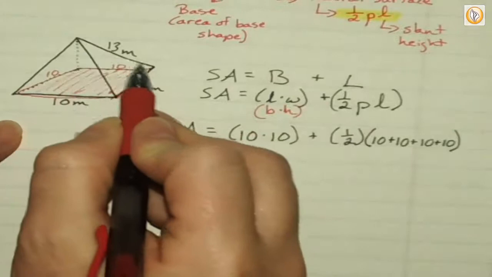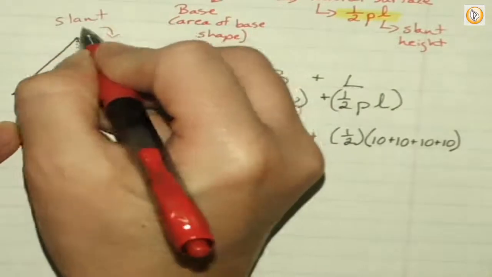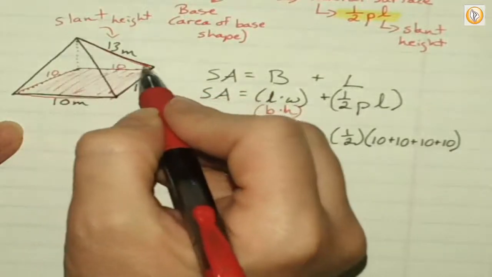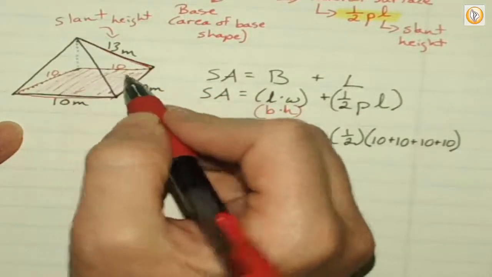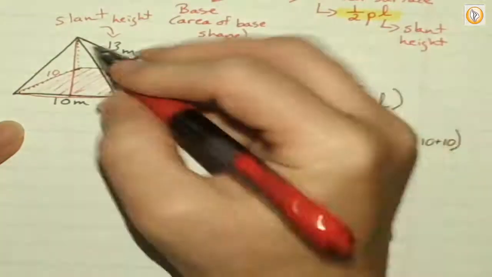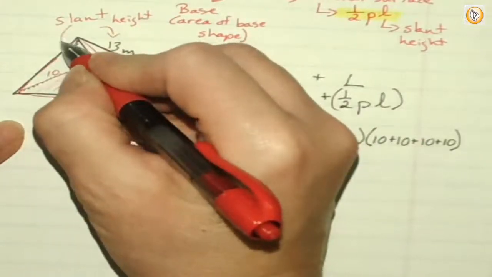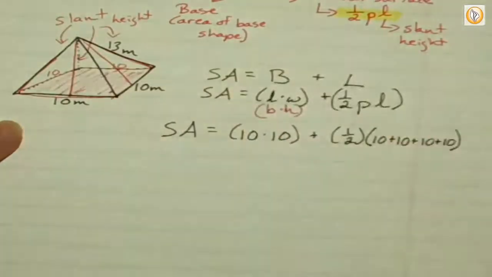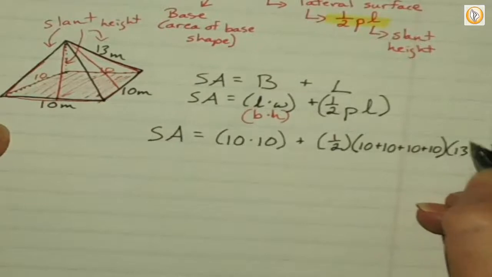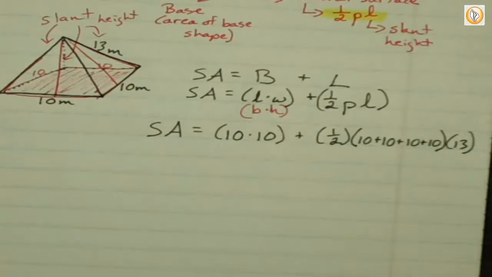This, boys and girls, is your slant height. It's going up the side of the pyramid. Your slant height could even be right here. It could be right here. You see what I'm doing here? It could be any of these. This is a slant height, that's a slant height, etc. So what is your slant height, Emily? Very good. 13.